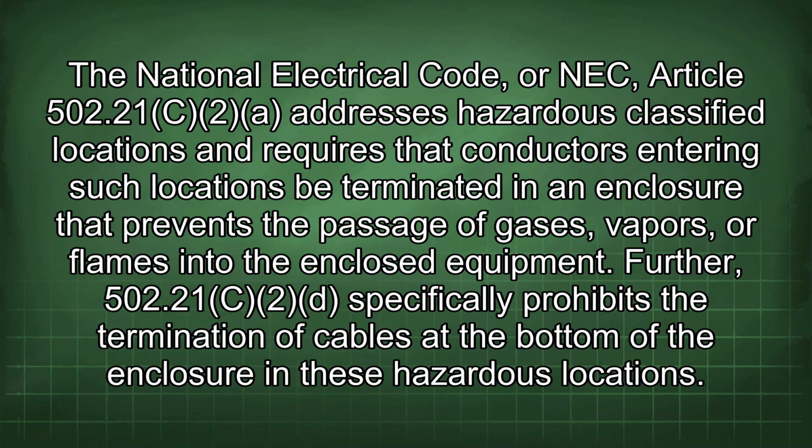The National Electrical Code, or NEC, Article 502.21(c)(2) addresses hazardous classified locations and requires that conductors entering such locations be terminated in an enclosure that prevents the passage of gases, vapors, or flames into the enclosed equipment. Further, 502.21(c)(2) specifically prohibits the termination of cables at the bottom of the enclosure in these hazardous locations.